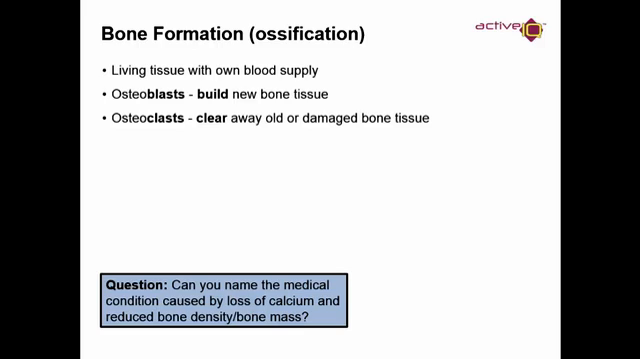And there's an easy way to remember what does what, okay? Osteoblasts, which starts with a B, stands for build. So osteoblasts build. Osteoclasts, which starts with a C, clear. Blasts build, clasts clear. And that's how you can remember what does what in terms of the cells and the systems within the body that build our bone.